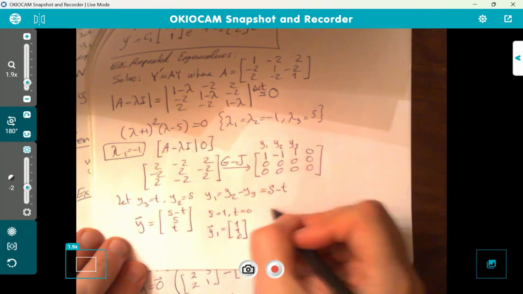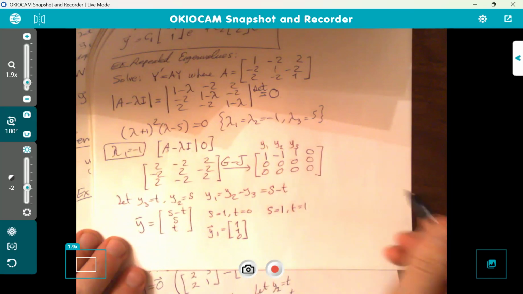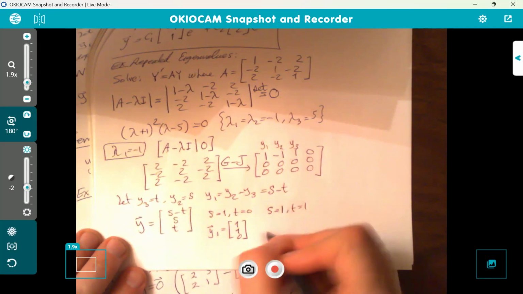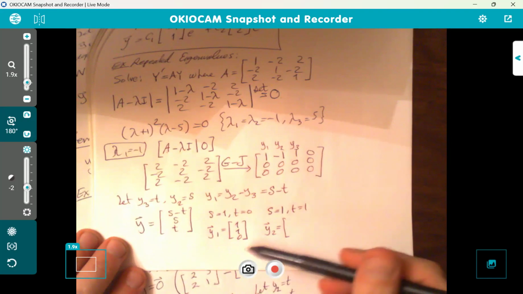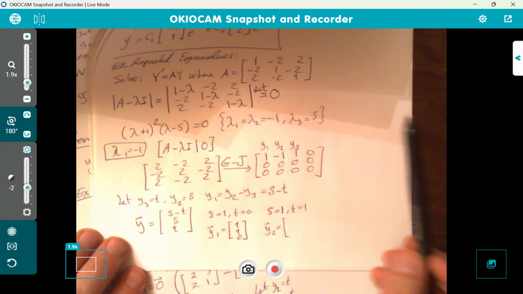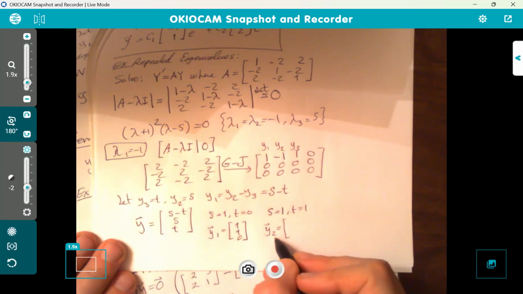Okay. And then another time, again, this is just me. You could choose any value you want. There are infinitely many eigenvectors. So once you have the basis one, then all the other ones are multiples of it. That's what this means here. So this is going to be y2.